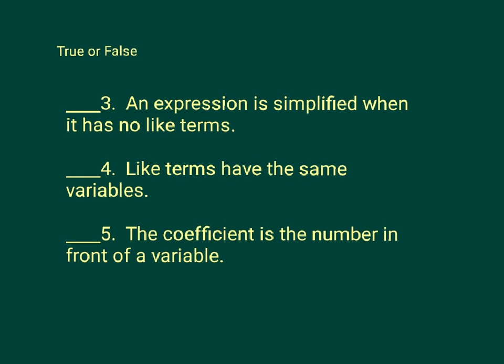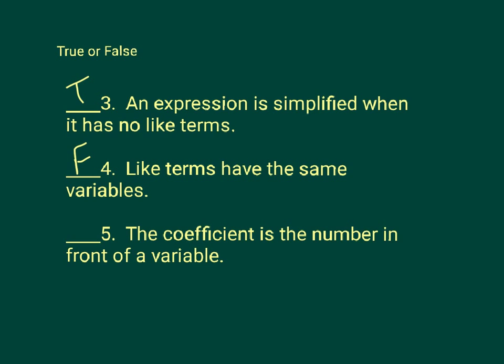True or false? Number 3, an expression is simplified when it has no like terms. You can add and subtract things that are like each other, so that implies you have to do all the addition and subtraction. Multiplication doesn't matter, you can multiply things that aren't like. But this is a true statement. If there are no like terms, that expression is simplified. Like terms have the same variables, partly true, but they also have to be the same power. So partly true means it's false. It has to be totally true.